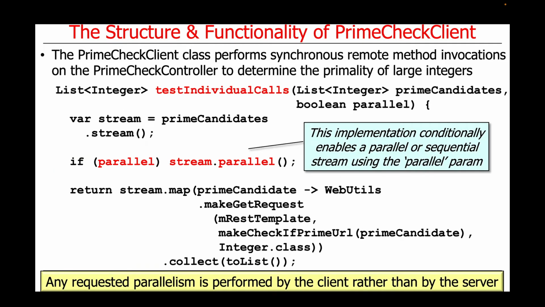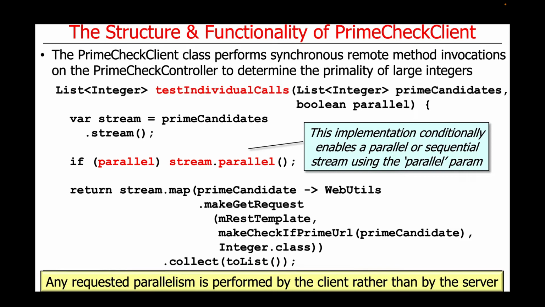If we take a look at this particular method, you'll see that it uses this clever trick I've talked about a number of times before that conditionally enables either a parallel or a sequential stream using a Boolean parameter that's passed into the test individual calls method. So the basic idea here is that any parallelism that's requested by the caller is going to be performed by the client rather than by the server.